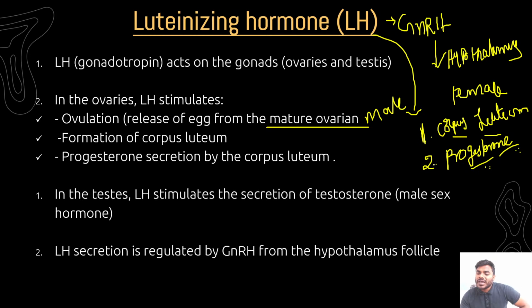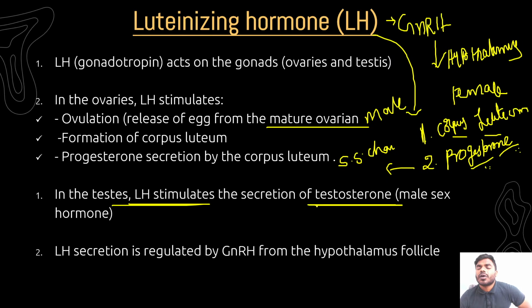Progesterone is said to be the female sex hormone which is involved in the development of secondary sexual characteristics in the female, like breast development, like smooth voice in the females. That's why we can call it the important sex hormone involved in the development of secondary sexual characteristics. Simple point. Now in the testis, what the LH is doing, it is involved in the testosterone production.